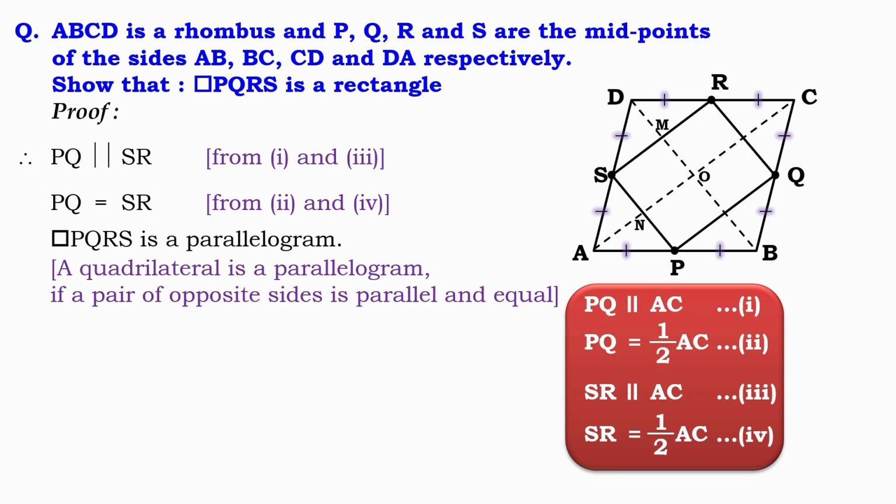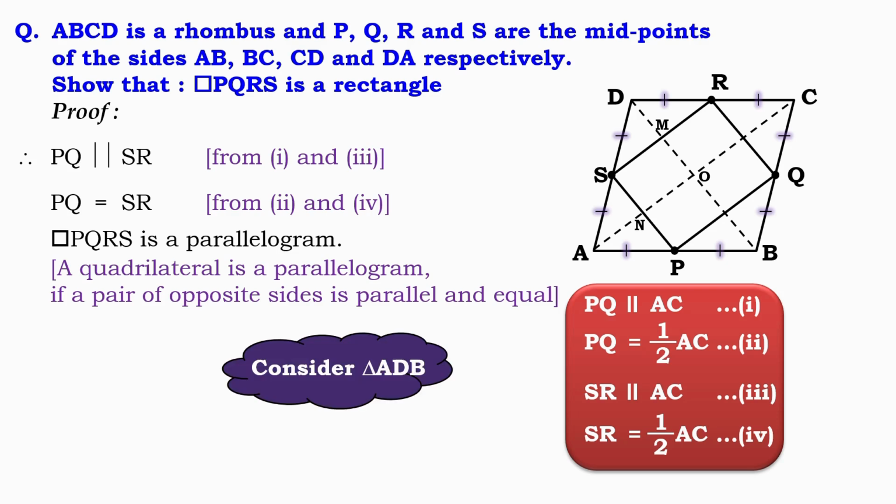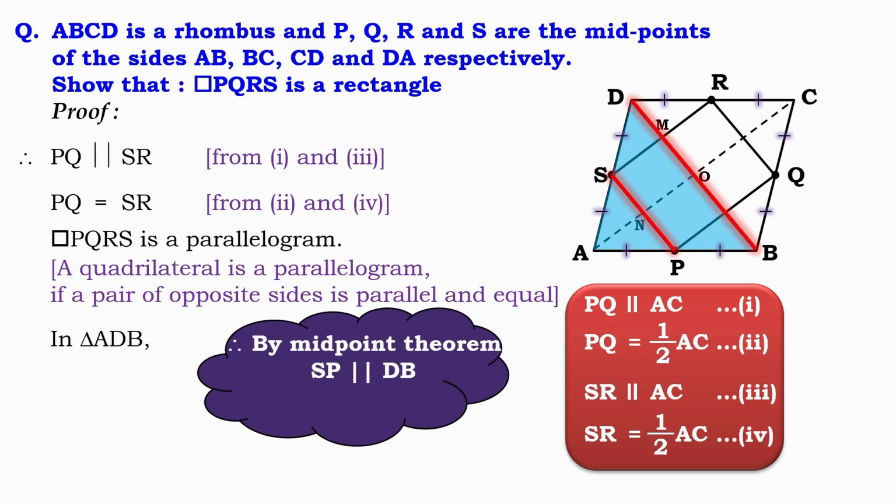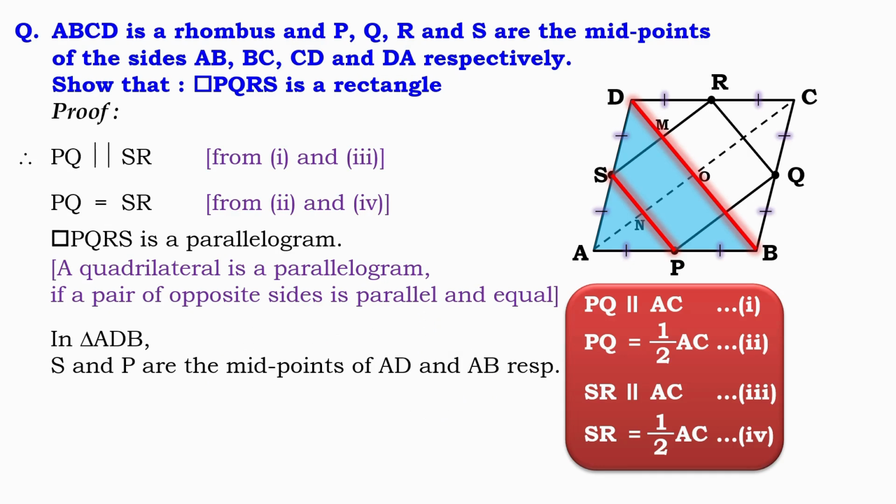So we can see that BD and AC are intersecting at point O. Now consider triangle ADB, the highlighted one. In ADB, S and P are the midpoints of AD and AB respectively. So by the midpoint theorem, SP is parallel to DB and SP is also equal to half of DB. Correct? So SP is parallel to DB by the midpoint theorem.